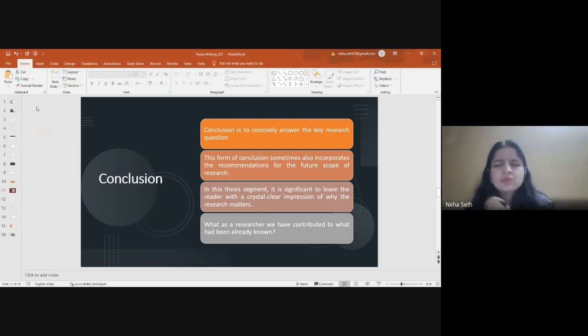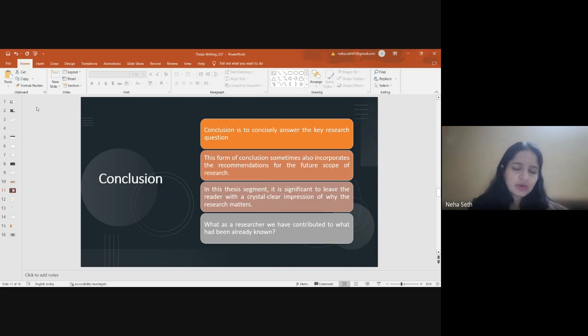Sometimes, because of lack of time, the person who is reviewing your thesis or research paper jumps to the conclusion chapter directly to see what has been done and what the results are. So make sure that this particular chapter is also very concrete, very crystal clear.